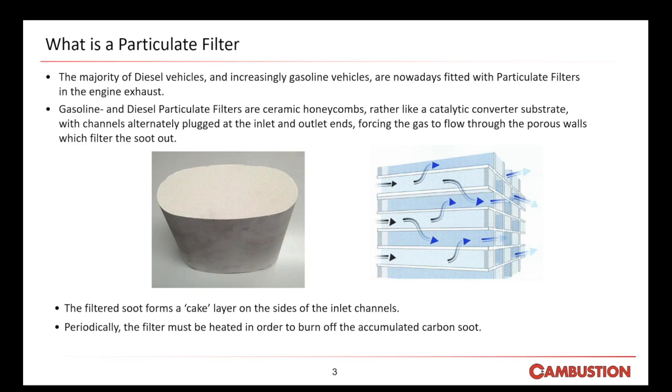The channels are alternately plugged on the inlets and outlets, forcing the flow through the porous walls. The walls and any soot previously deposited together filter out soot. So in essence, the soot filters the soot. There's quite a nice diagram or schematic of the theory behind a particulate filter.